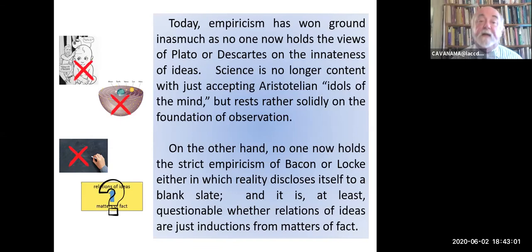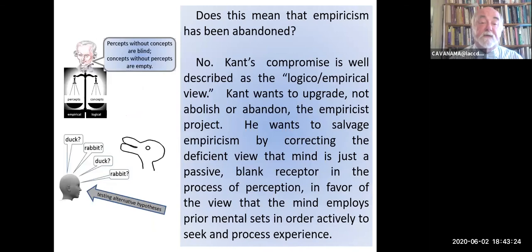Science is no longer content with the Aristotelian ideas of the mind, with usury, with, you know, women having fewer teeth, all that kind of stuff. Bacon won out, science rests solidly on the foundation of observation. On the other hand, nobody holds the strict empiricism of somebody like Bacon or Locke today, in which the mind is a blank slate, reality discloses itself through simple sense observation, and relations of ideas are just simple inductions from matters of fact. So, does this mean that empiricism has been abandoned? I would want to argue no.